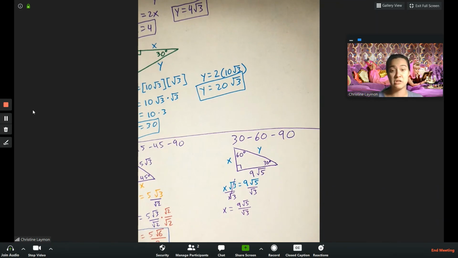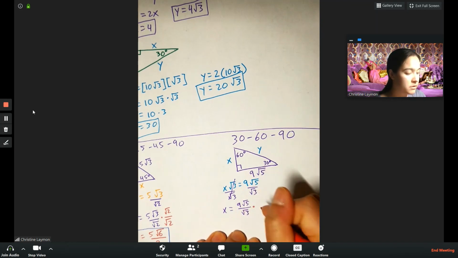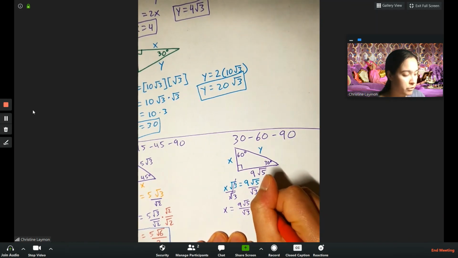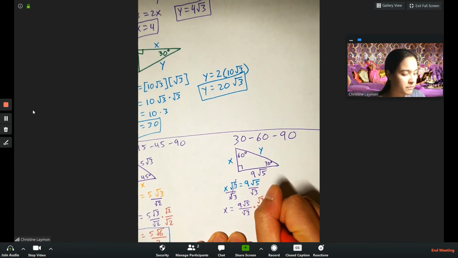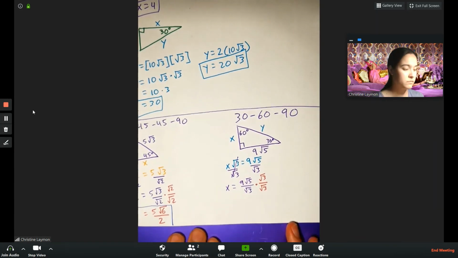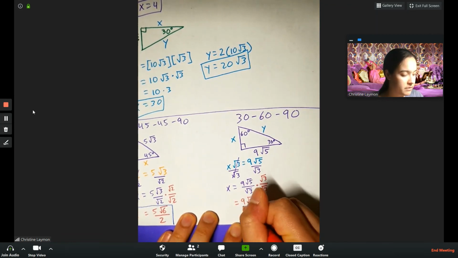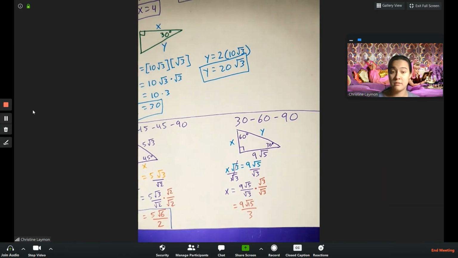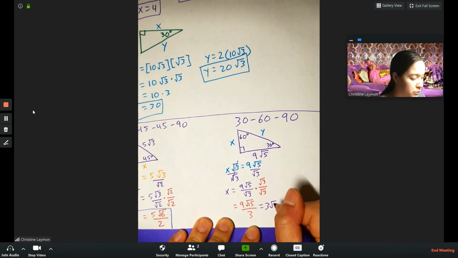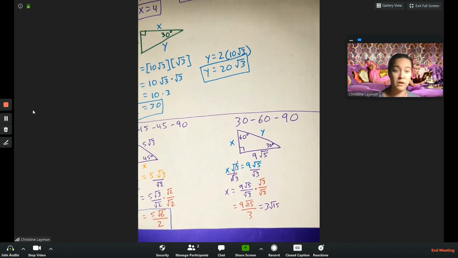But I have to rationalize. I don't want to leave any radicals in the denominator. So I'm going to multiply top and bottom by that bottom radical. Square root of 3 on the top, square root of 3 on the bottom. So in the top, I have 9 square root of 15. In the bottom, I just have 3. Remember, radical 3 times radical 3 is just 3. I'm almost done, but not quite yet, and that's because I can simplify this. 9 is divisible by 3. What I get out is 3 radical 15. That will be the value of x.